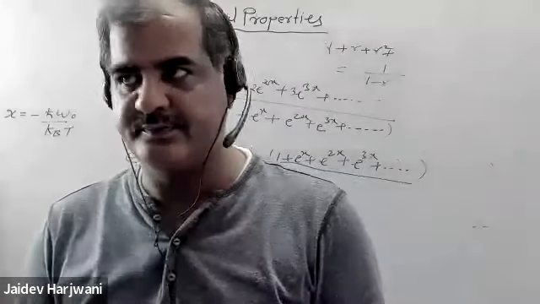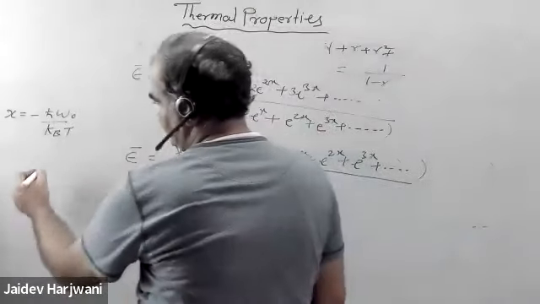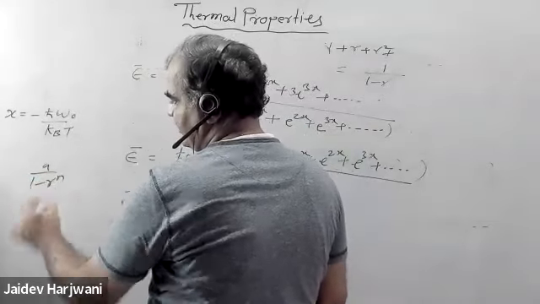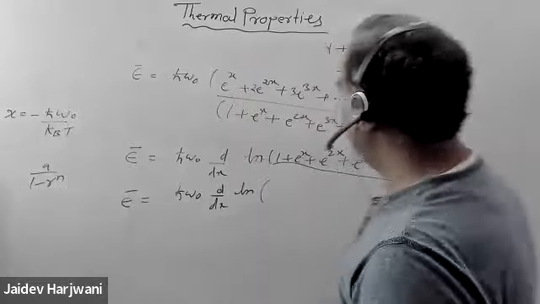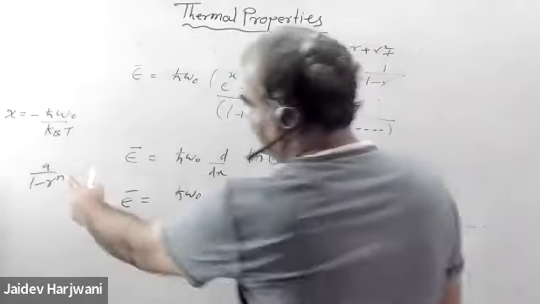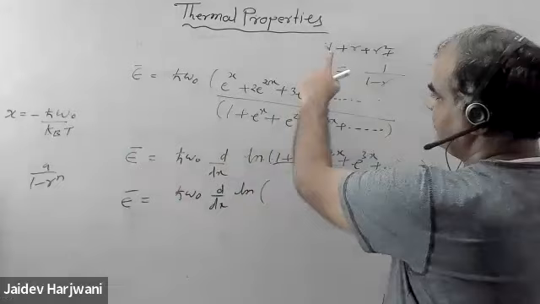A upon 1 minus r, for the infinite series. So here, A is our 1.